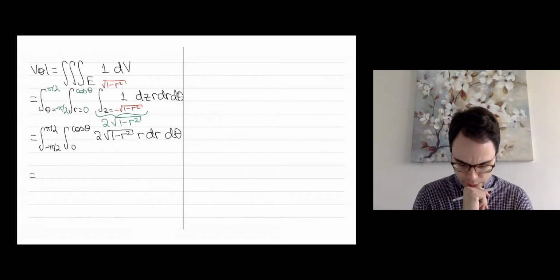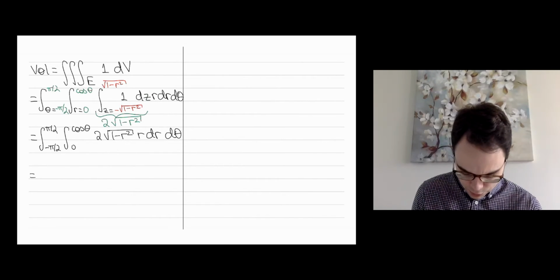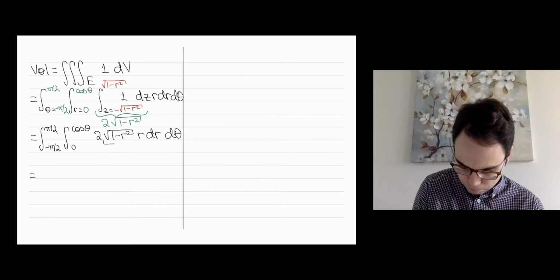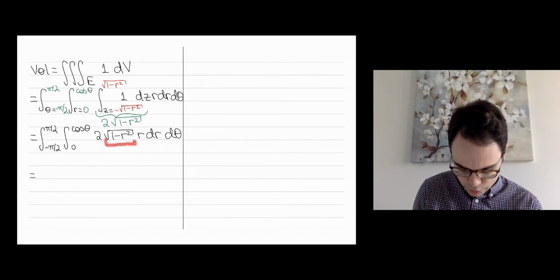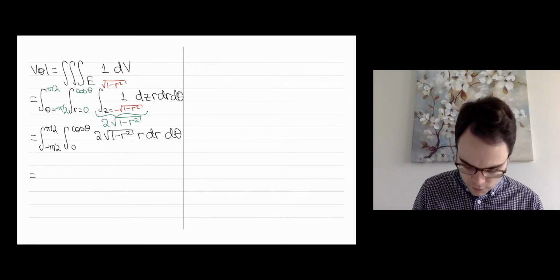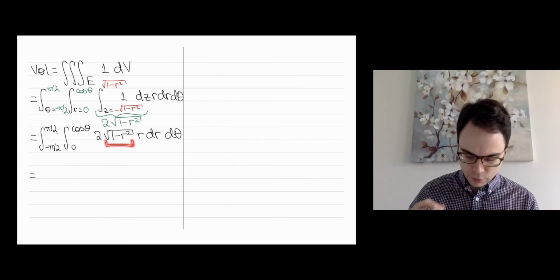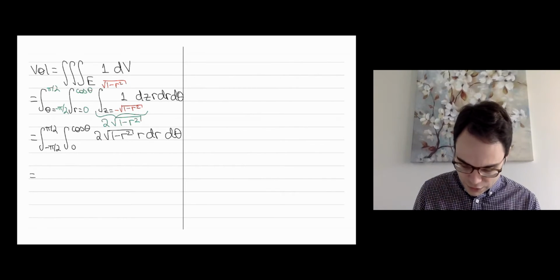So what's the next step? So the next step is going to be this. I'm going to observe that here we have a square root, so 1 minus r squared to the 1/2, right? The power is 1/2. I can integrate this because the derivative of the thing inside the root is minus 2r, and we already have a 2r over here.